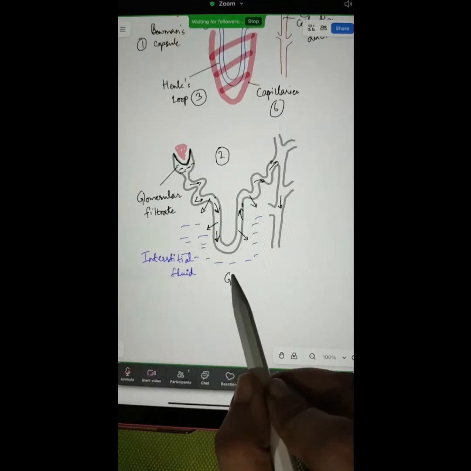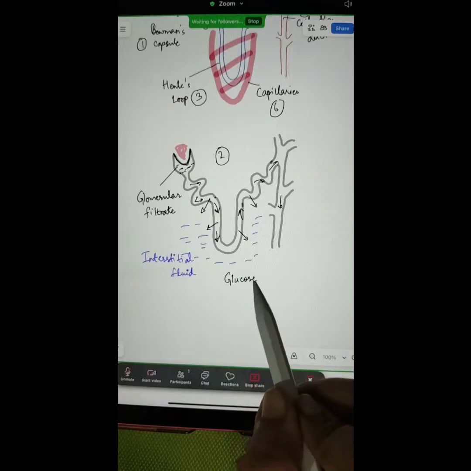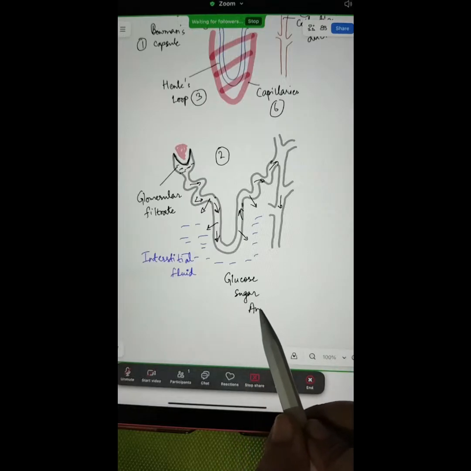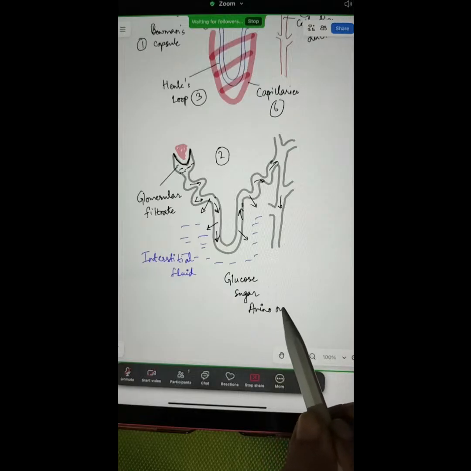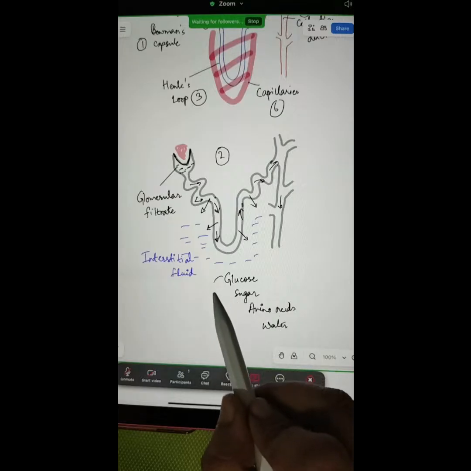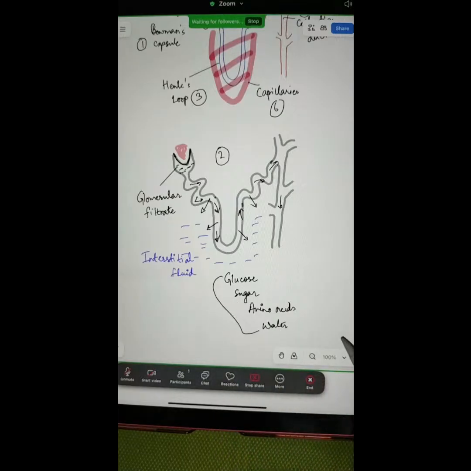So which all things come out? Glucose comes out, sugar comes out, amino acids come out, and what else comes out? Water. Very, very important for a class 10 child that all these components, by the help of tubular reabsorption, come out to the interstitial fluid. When they are not a part of the filtrate, that means they will not be a part of urine.